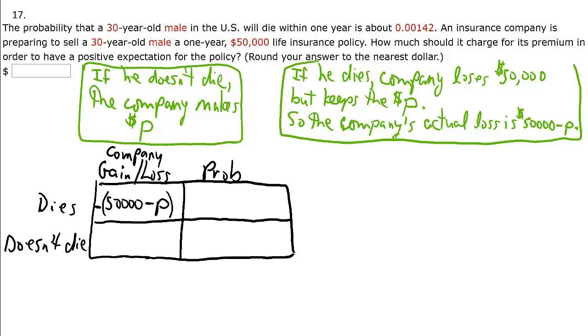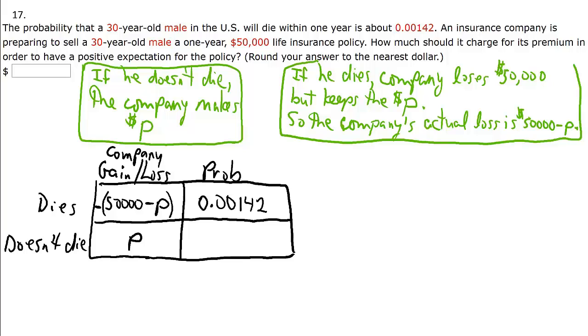The probabilities will come later, but right now we've already decided that if he dies, the company is going to lose, which means it's a negative. The company is going to lose $50,000 minus P. But it's negative, so we need parentheses around that entire 50,000 minus P. But if he doesn't die, they make a profit of whatever the premium is, which we're calling P.